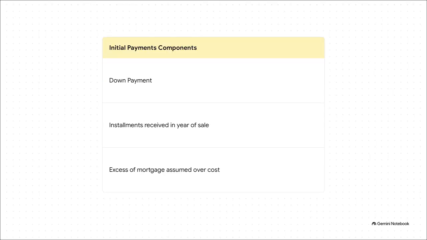Guys, this right here is a massive trick question trap that catches so many Gen Z accountancy students completely off guard. Initial payments is not just the down payment. It includes the down payment plus any other installment cash you receive in that entire first taxable year, plus that excess of mortgage over cost we literally just talked about. Do not just look at the day of the sale, you have to look at the entire year of the sale.